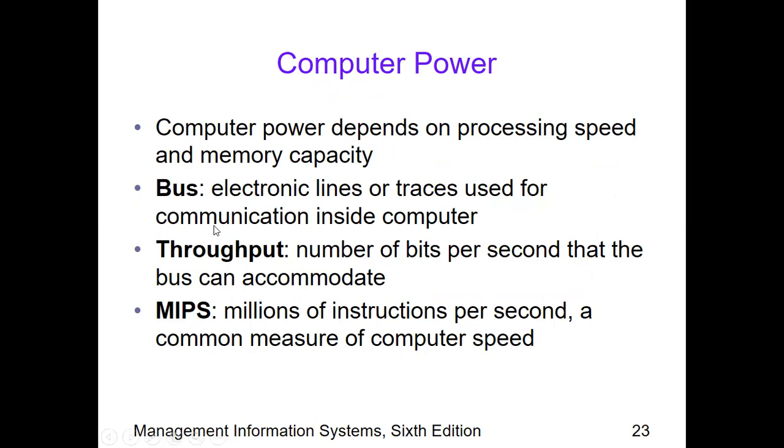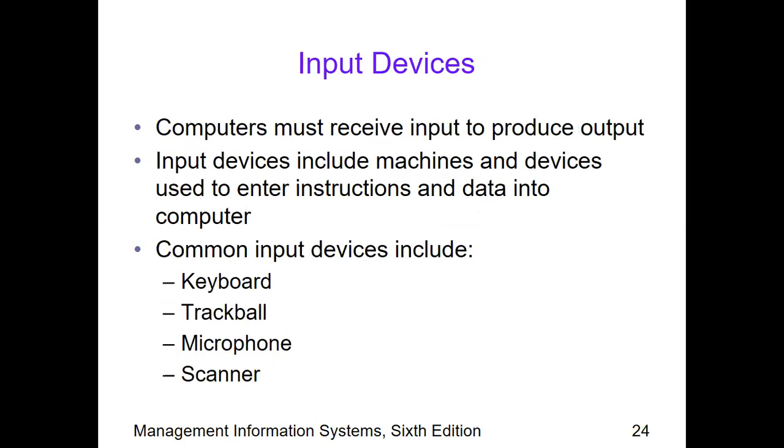Then we also have here the terminologies. If we notice, we have a lot of terminologies here about computers. At least you will know. Bus would be electronic lines or traces used for communication inside the computer. Throughput is the number of bits per second that the bus can accommodate, and MIPS is millions of instructions per second, a common measure of computer speed. If we analyze, of course, the bigger these items are, the more powerful the computer becomes. Now, let's proceed to input devices.